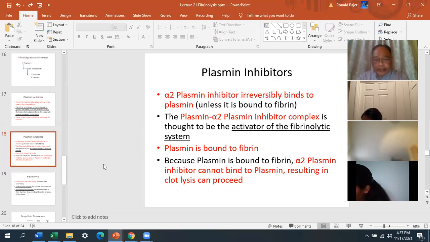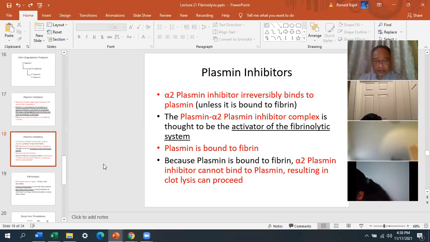So what that means is you've got free plasmin, and it's inhibited by the alpha-2 plasmin inhibitor. The plasmin alpha-2 plasmin inhibitor complex is thought to be the activator of the fibrinolytic system. Let me continue further. Now plasmin is bound to fibrin. Because plasmin is bound to fibrin, the alpha-2 plasmin inhibitor cannot bind to plasmin because it's already occupied. It's bound to fibrin, resulting in clot lysis to proceed. If plasmin is bound to the anti-plasmin inhibitor, then you will not get clot lysis.